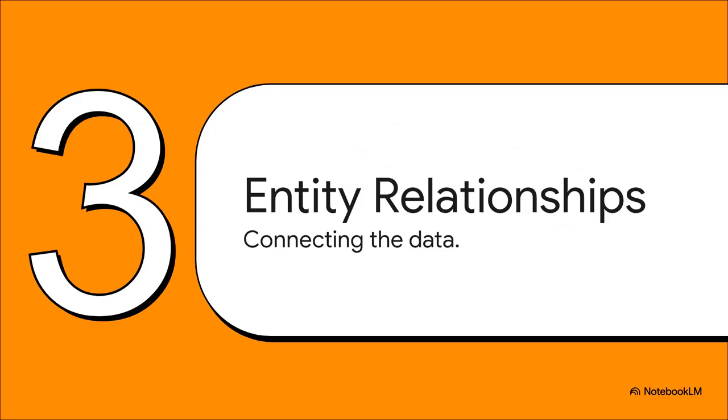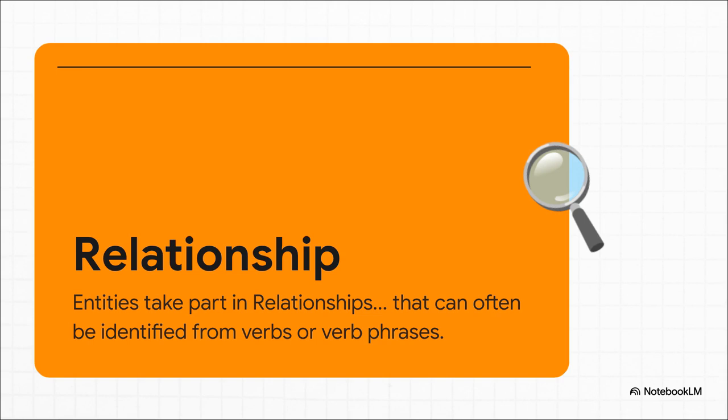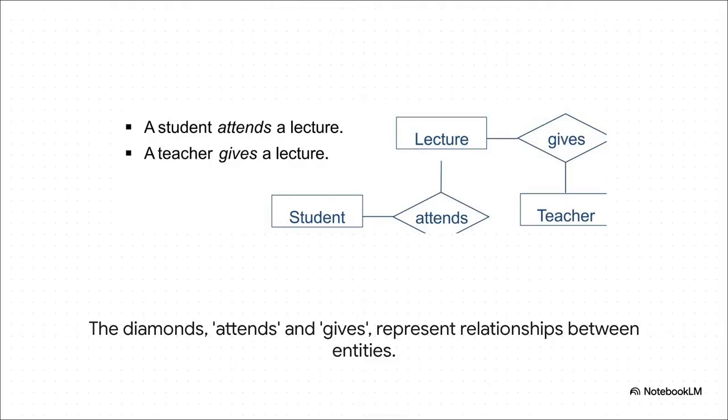Okay, so we've got our nouns and their descriptors. Now let's look at how we actually connect them. This is where relationships come in. Right, so if entities are nouns, then relationships are the verbs. They define how different entities interact with each other. If you have a business rule like, a teacher gives a lecture, that phrase right there directly translates into a relationship between the teacher and lecture entities. In Chen notation, these relationships get visualized using a diamond shape. You can see it here. The verb attends connects the student and lecture entities, while the verb gives connects teacher and lecture. It makes the interactions between all the pieces totally explicit.